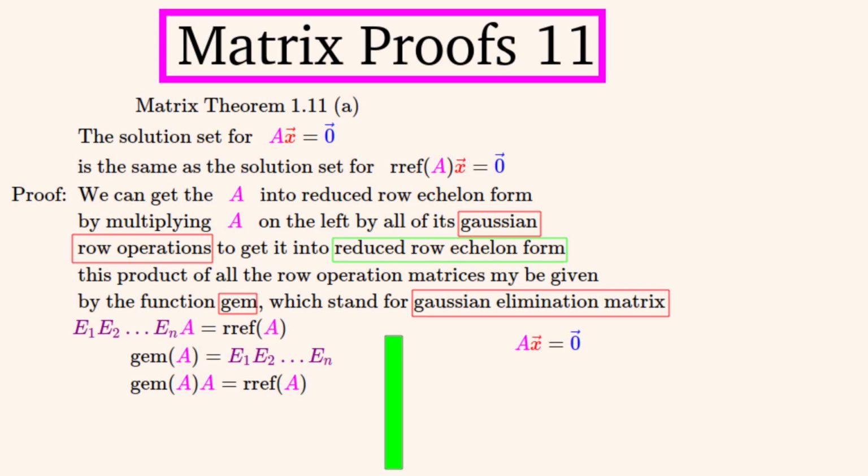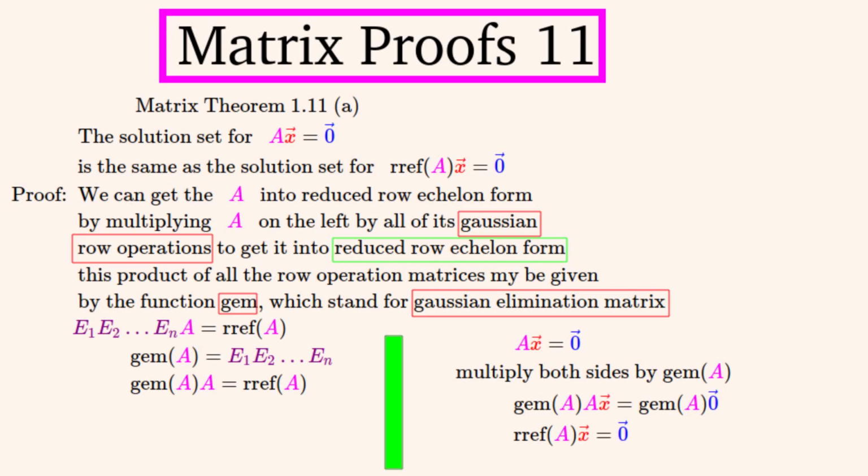We'll start with this equation. Then we'll multiply both sides on the left by this matrix called the GEM of A. So this matrix multiplies A on the left to give the reduced row echelon form of A, and on the right to give the zero vector, because a matrix multiplied by the zero vector will give the zero vector. I haven't proven it yet, but I hope to later. It's fairly obvious that it does, so I won't prove it for now. So that's it. GEM A is invertible because it's equal to the product of row operation matrices. This means that the solution sets for the vector x in these equations is the same.